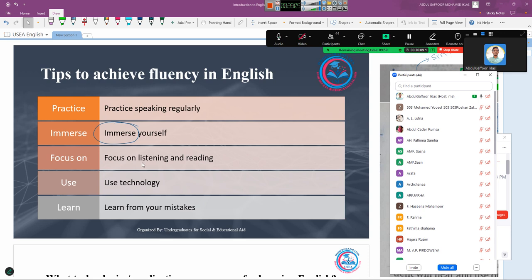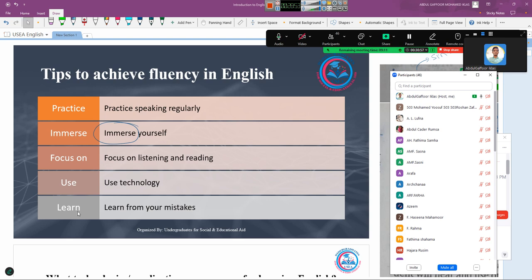After that, you have to focus on listening and reading. You have to read a lot and you have to listen. What can you listen to? You can listen to English news, English speeches, and everything that is produced in English. And use technology. Most of the time I use ChatGPT to chat. And then you can watch some videos on YouTube. You can utilize technology without watching reels on Instagram in Tamil. You can listen to English podcasts, English speeches, English news, so that you can increase your listening ability, and then you can improve your speaking skills, right?